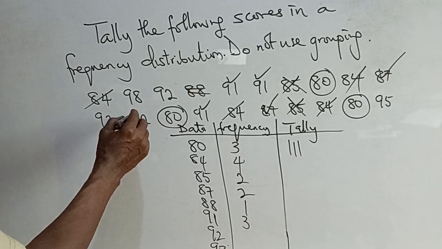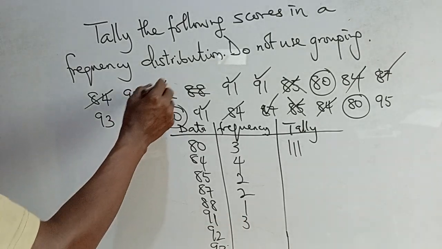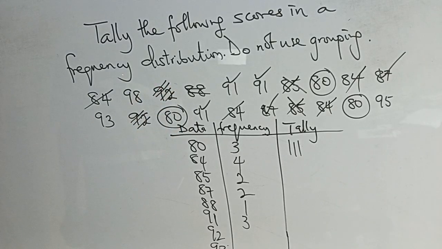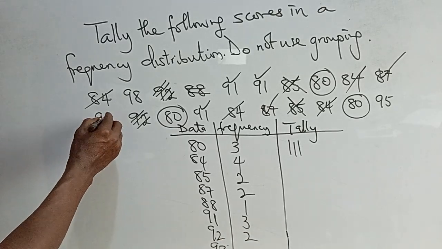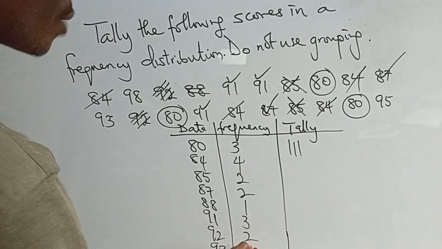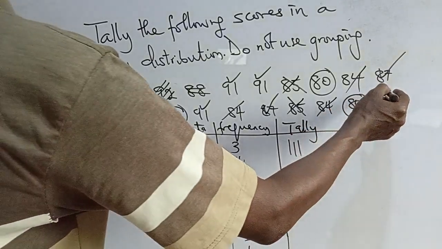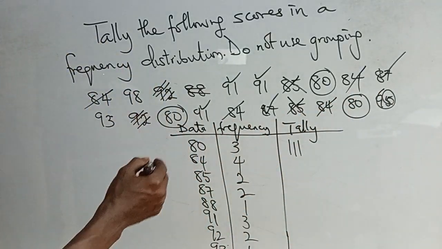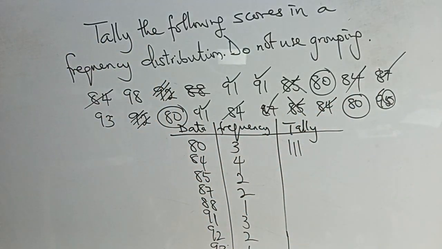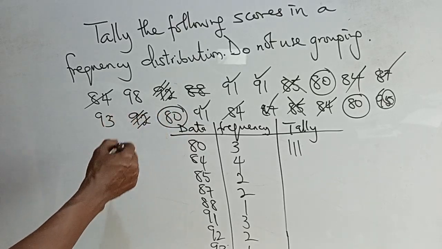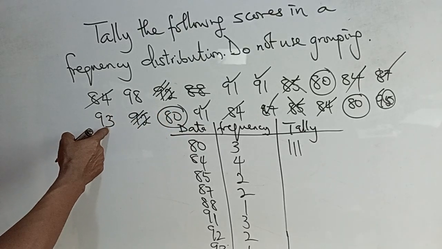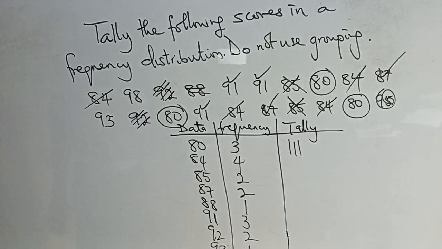How many 92? We have 2 92s. Good. How many 93? Only 1 93. How many 95? I think we have only 1 95. Beautiful. Then we have 98, the largest number there. Have we counted 93 here? Yes, we've counted 93. So we have 1 98.